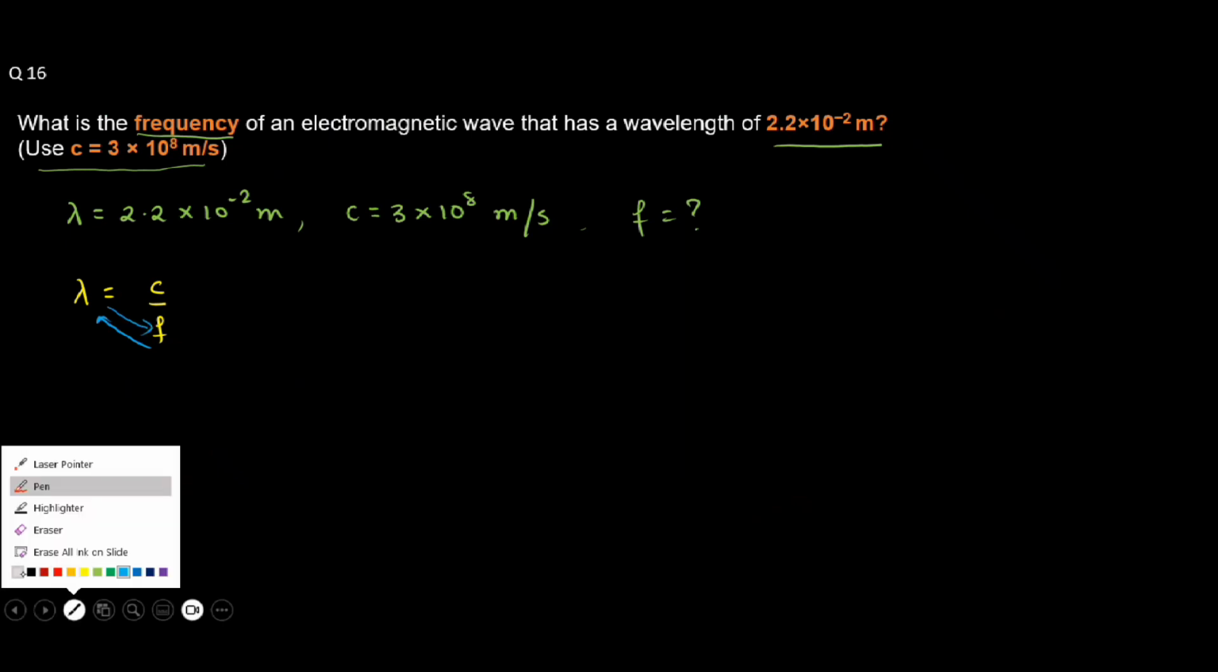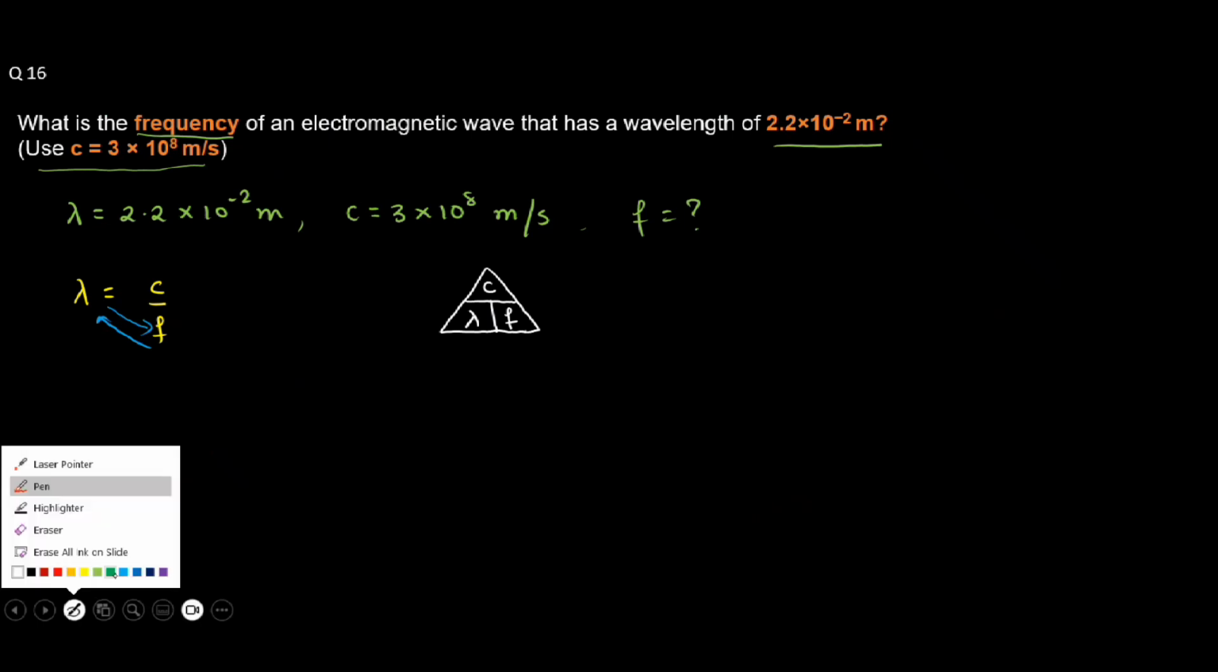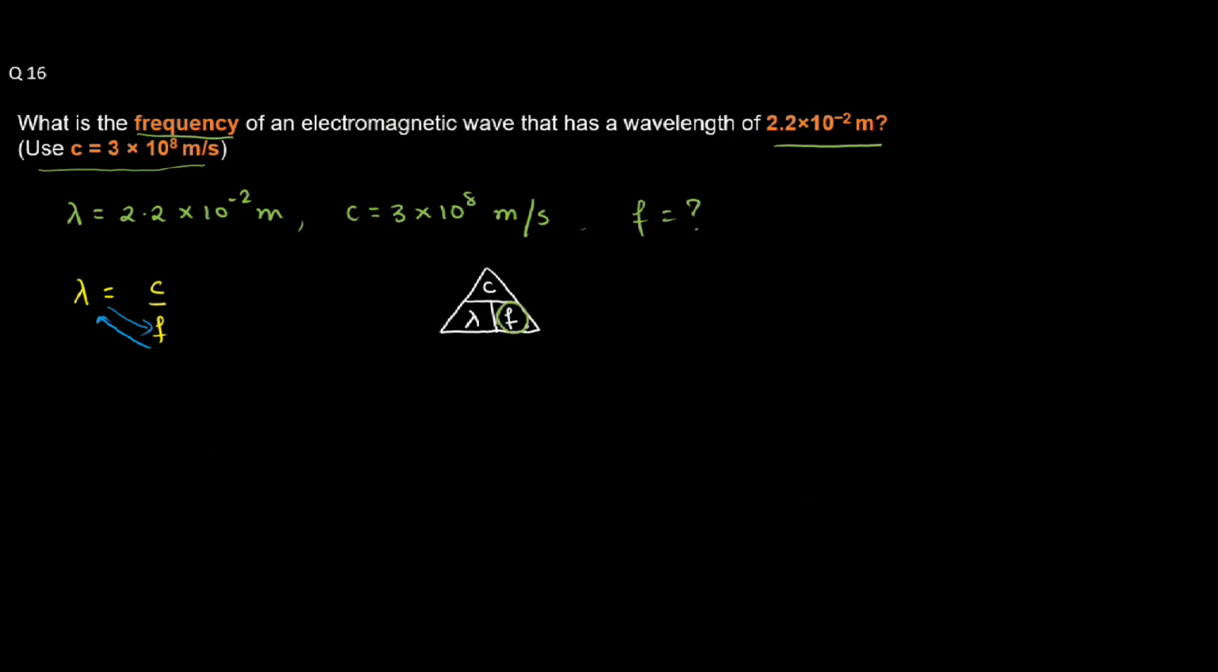Or you can create a triangle for this expression. Since it has only three terms, I can use the triangle method to rearrange them. How do you put your terms in the triangle? If you have a ratio, start with the ratio. Whichever quantity is on the top, I will write on the top of the triangle. So c is on the top of the ratio, so we write c on the top. Below c comes f, and then you have your lambda. So I want to find the frequency f, and from the triangle, f is c over lambda.